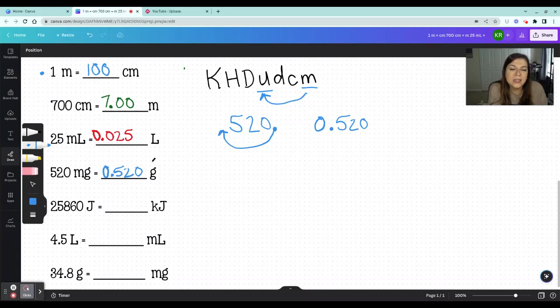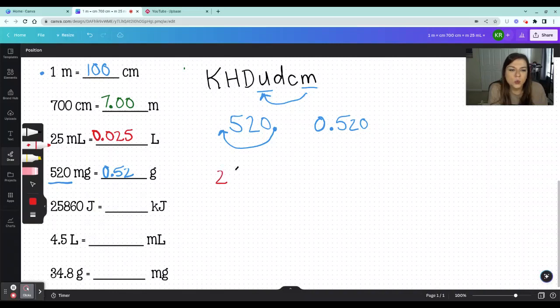So there you have it. 520 milligrams is 0.52 grams. Now, in terms of significant figures, you maybe don't want this last 0 because this only has 2 sig figs, so you would want your conversion to also have 2 sig figs. So we would maybe ditch that 0 just to maintain that. There will be a practice video with significant figures soon.